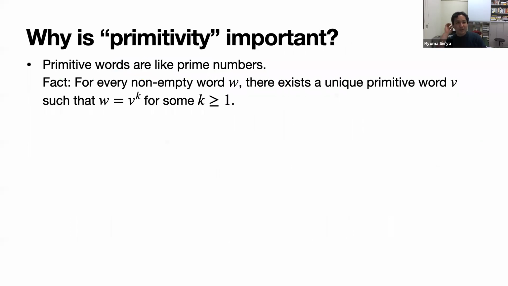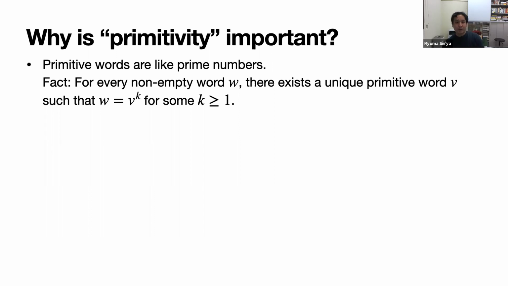Here I want to give some basic properties of primitive words. Primitive words are like prime numbers among numbers, because they give us a unique good factorization of words. I mean, for every non-empty word W, there exists a unique primitive word such that W can be represented as a power of that primitive word.